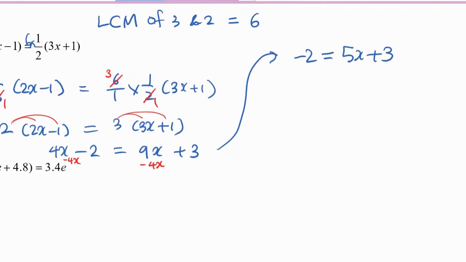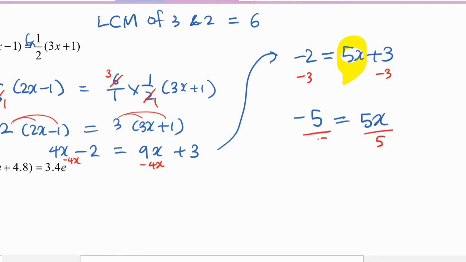Let's isolate 5x by subtracting 3 from both sides. That is -5 equals 5x. Now I'm going to divide both sides by 5. Then your final answer, x will be -5 divided by 5, which is -1. So the answer is -1. Okay?